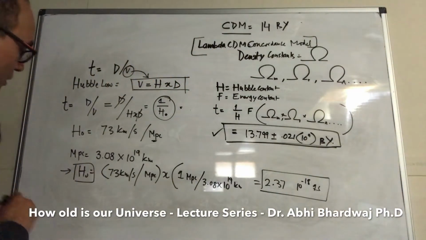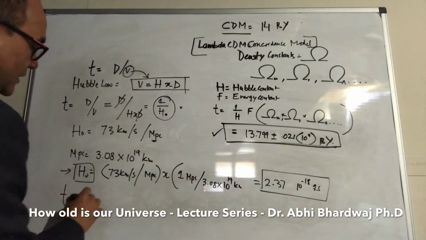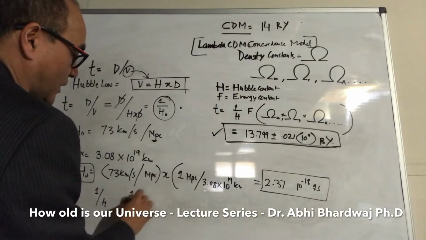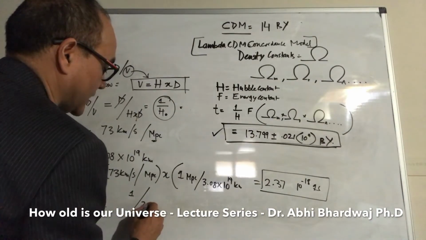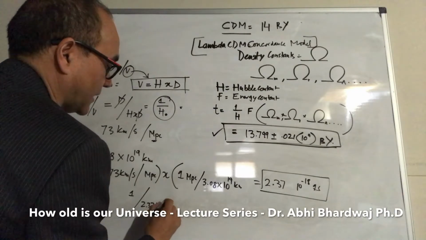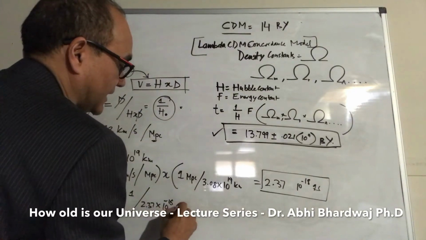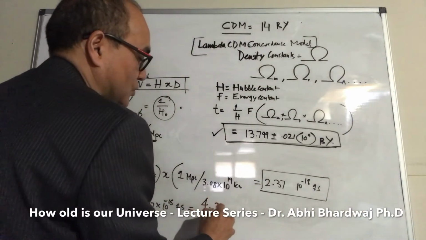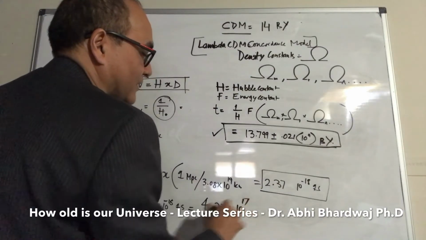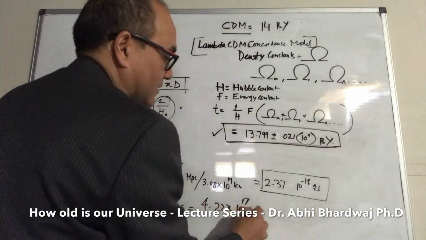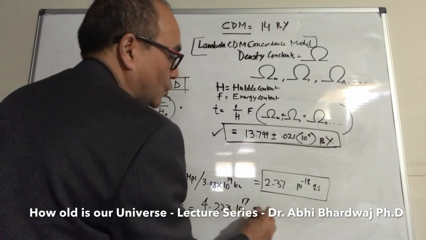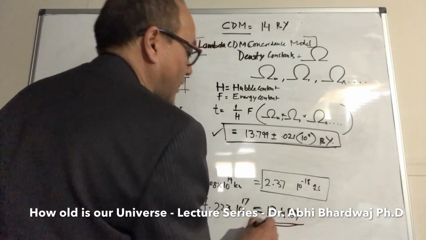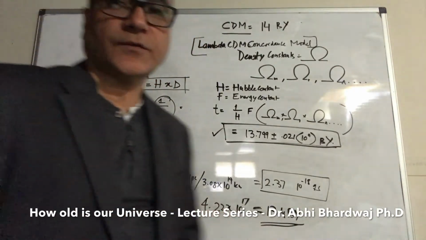Once you know that, you can plug that into our t equation. So 1 over H means we put this value here: 1 over 2.37 multiplied by 10 to the power minus 18 per second, which, when you calculate it, is going to give you 4.22 times 10 to the power 17 seconds, and that is equal to 13.4 billion years. And this is how we can also find out the age of the universe.